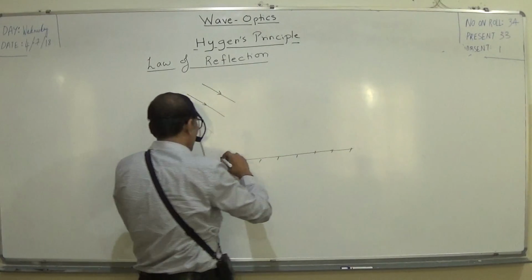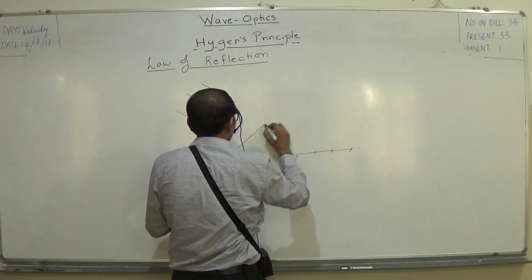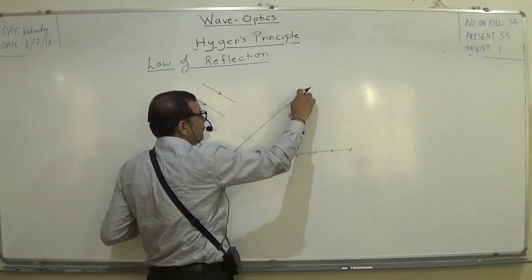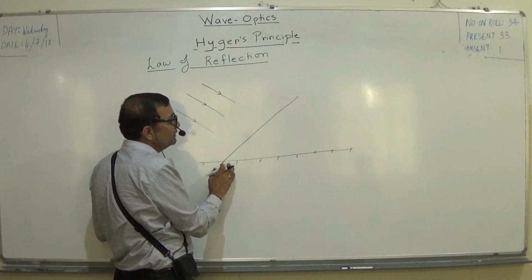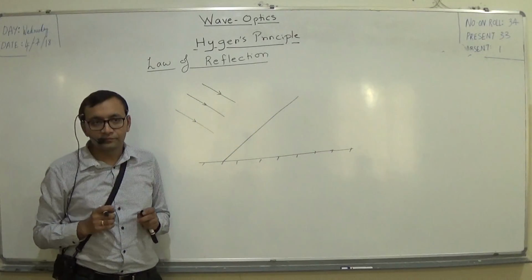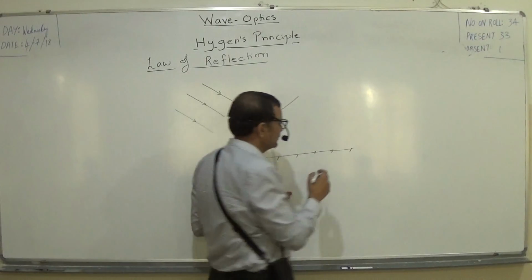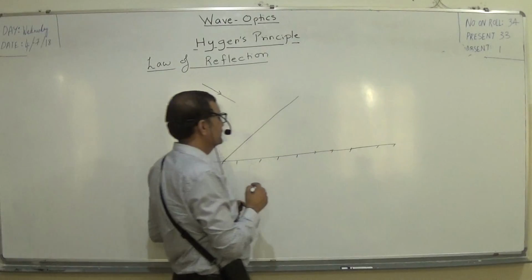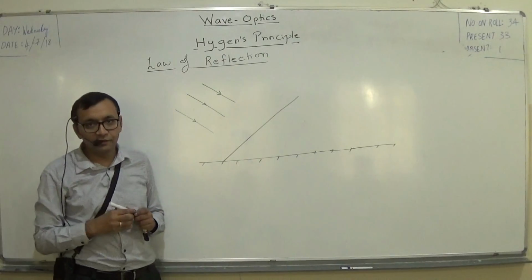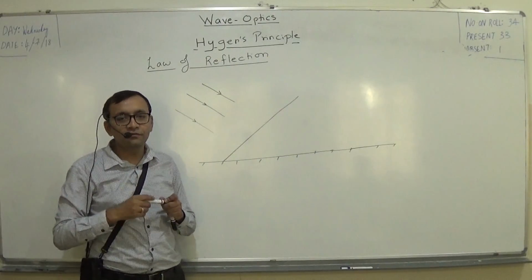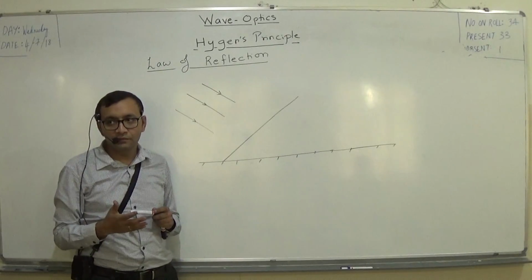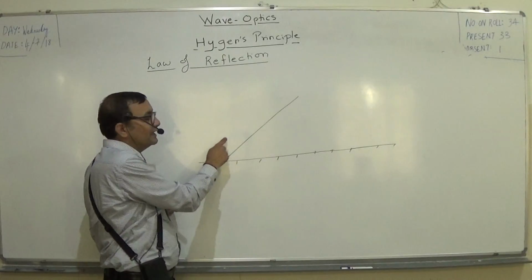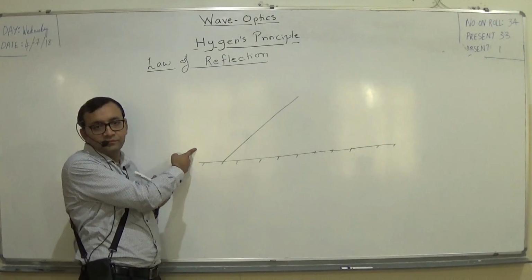Fine. So assume that this is the wavefront of the wave that is hitting the mirror. If you have any doubt, please ask, because this is slightly counterintuitive. Till now we have studied reflection in terms of rays. First time we are studying reflection in terms of wavefront. Fine. So this is the incident wavefront.